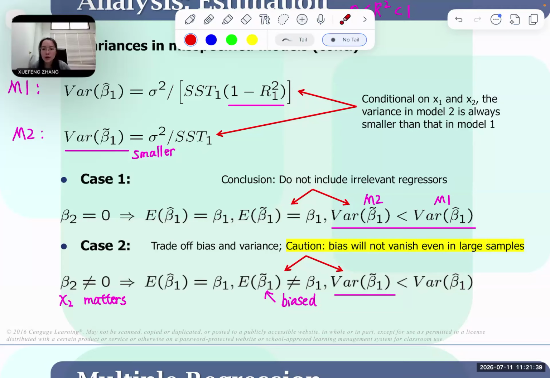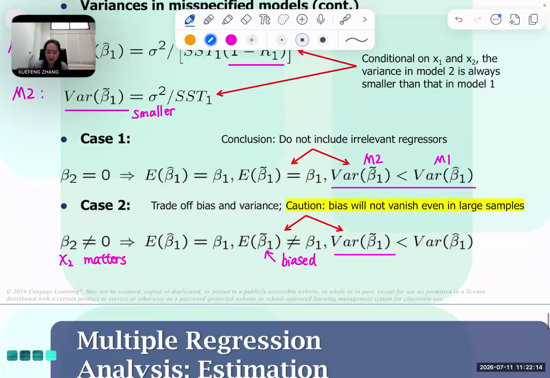This is the real trade-off, highlighted in red, okay? The trade-off between bias and variance. Smaller variance versus some bias. An important caution is that the bias in model 2 does not shrink as your sample size grows. More data won't fix this, ever. Variance shrinks with more data, but bias is permanent, okay? Let me write it down.